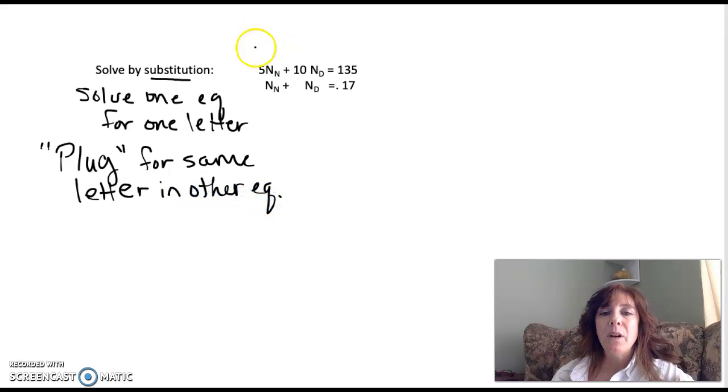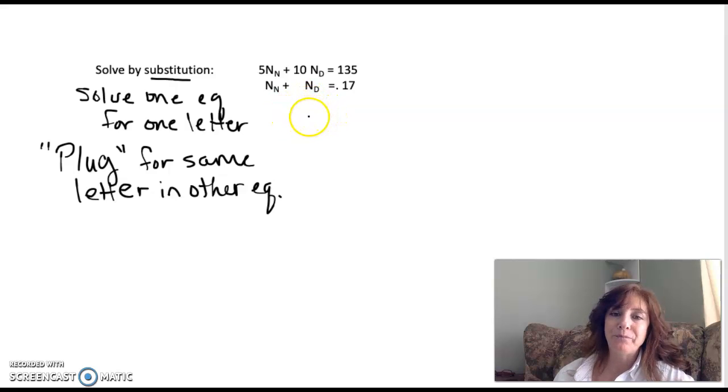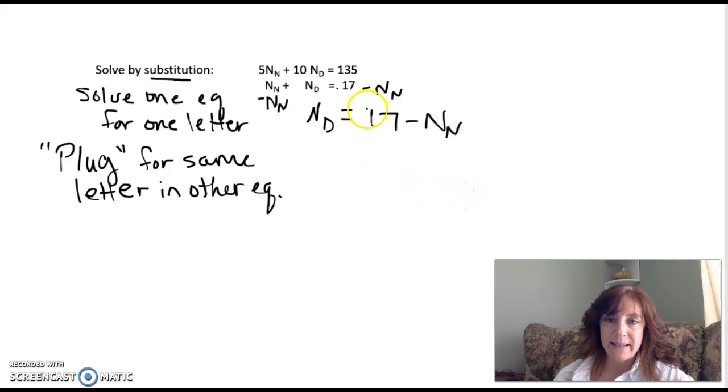Okay, so we're going to begin with the easiest letter to solve for. Here we have an N of N. We treat those 2 letters like they're one letter. And of N of D with no coefficient. Those would be very easy to solve for. I could just say minus N of N minus N of N, and N of D equals 17 minus N of N. That was fast. Now everywhere in this first equation that I see n of d, I can substitute 17 minus n of n.